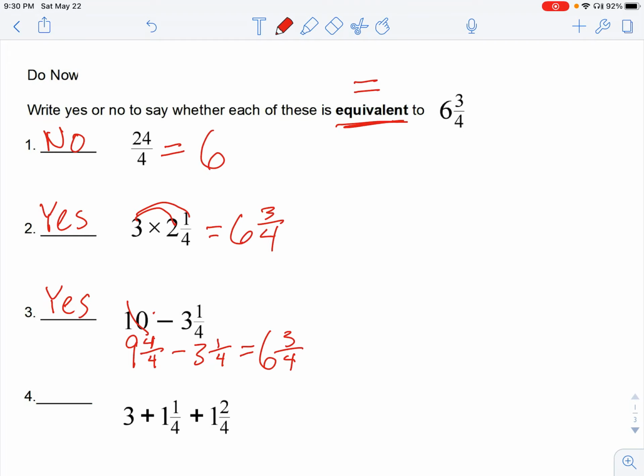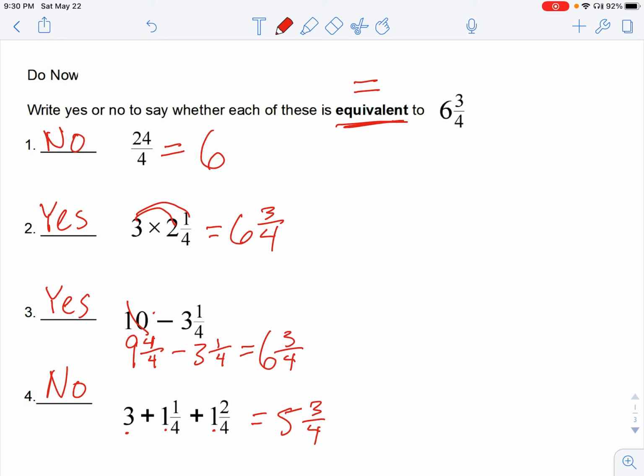And now when we're adding fractions, like nice, we can do that in any order. So I'll add my whole numbers first and then my fractions. 3 plus 1 plus 1 is 5. 1/4 plus 2/4 is 3/4. So no, that was not equivalent.